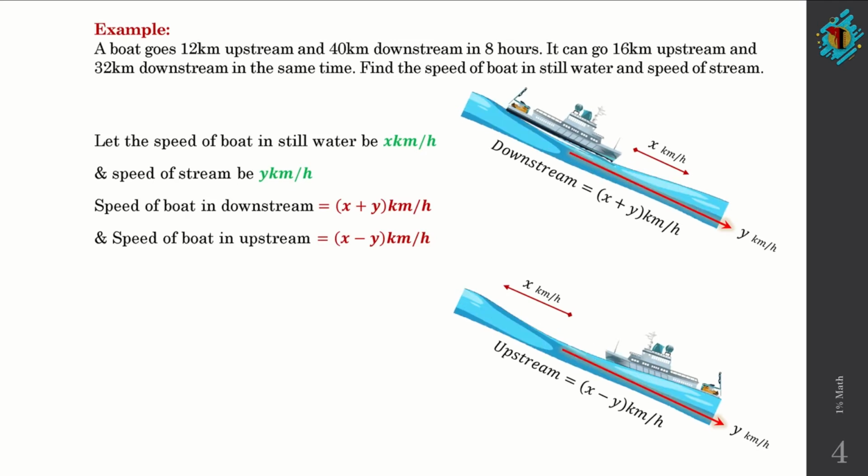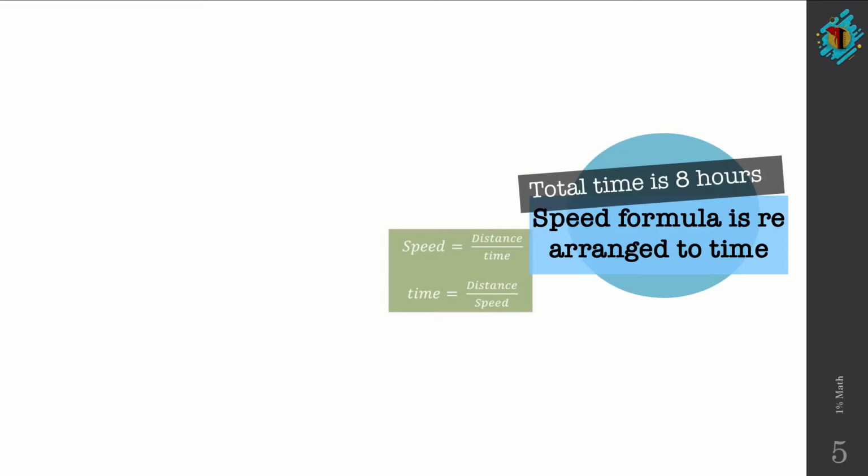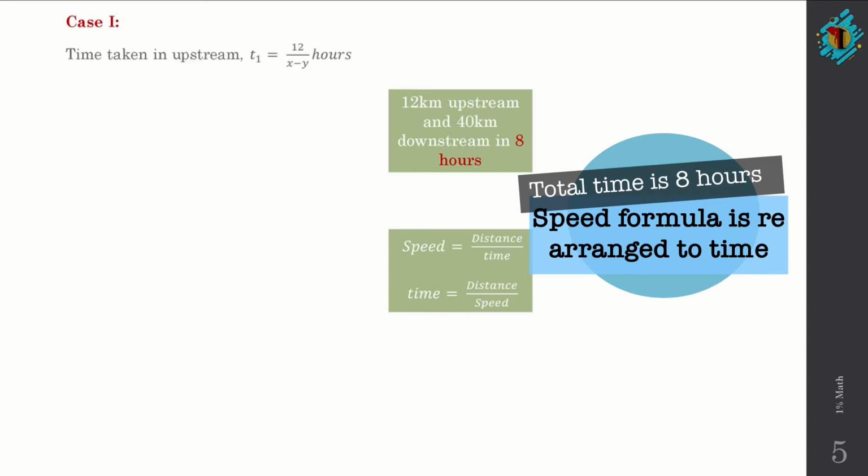So let us frame the equation for this. Before starting with this, we all know this formula, that is speed is equal to distance by time, and we will rearrange this formula as time is equal to distance by speed. Why are we rearranging? Because we know that the 8 hours time is the total time taken in both upstream as well as downstream. So for that reason we are rearranging the formula as time is equal to distance by speed.